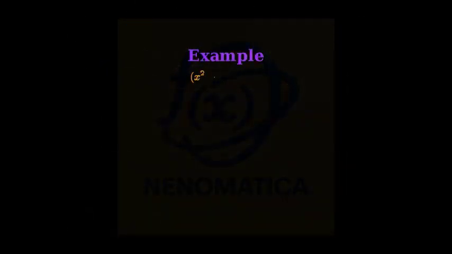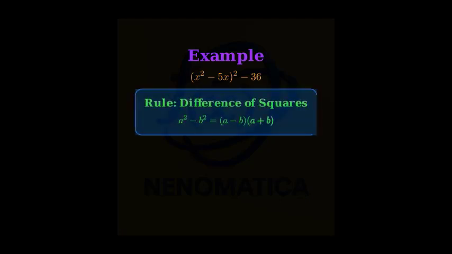Let's begin with our first example. We want to factorize the expression (x² − 5x)² − 36. For this problem, we'll use the difference of squares formula. Remember that a² − b² = (a − b)(a + b). Let's apply this formula to our expression.